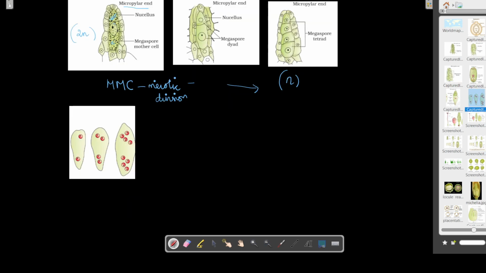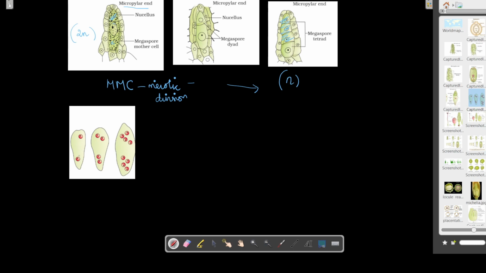So the megaspore mother cell divided meiotically to form the megaspore tetrad. Out of these 4, only 1 will be functional and all the other 3 will degenerate. Only 1 will be functional. So this one represents that functional cell, with 1 nucleus.